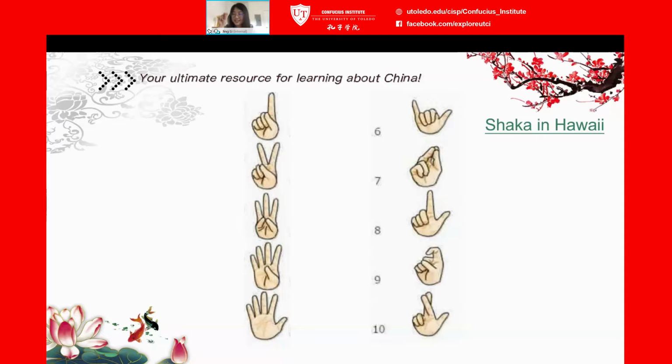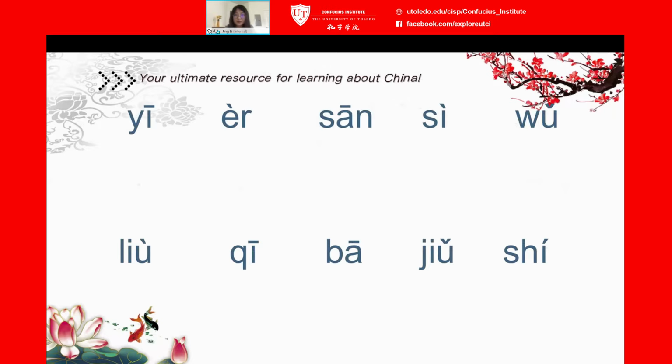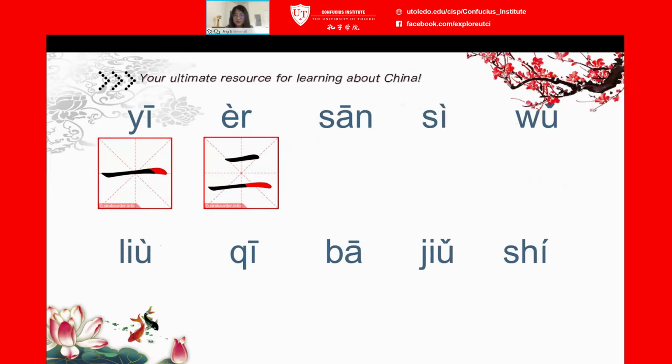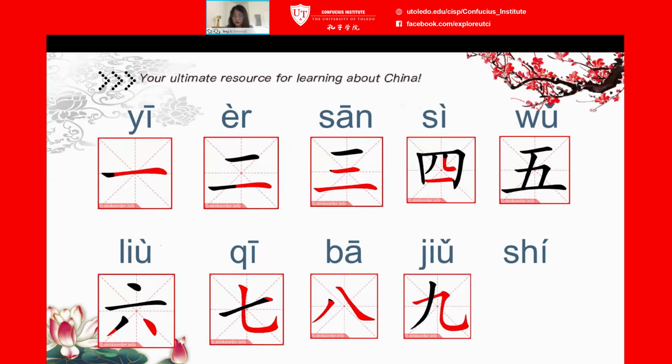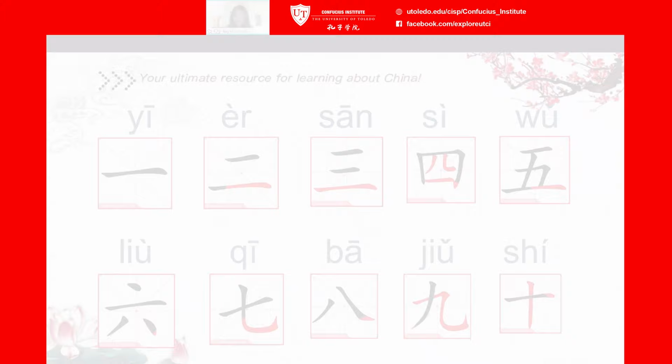Next one, qi, number seven. Number eight, ba. Number nine, jiǔ. Number ten, shí. Very good. So that's the hand gestures for the numbers in Chinese. And let's do a very quick review of the 10 numbers. Yi, er, san, si, wu, liu, qi, ba, jiǔ, shí. 10 numbers, right? So my part is over. Thank you.